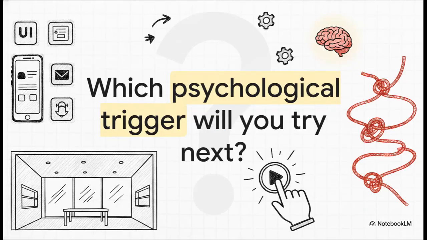We've covered a ton of ground in this explainer, from borrowing credibility with UI interfaces and leveraging the premium emptiness of an Apple store, all the way to building irresistible mysteries with red threads. The knowledge is firmly in your hands now. So the final question I have to ask you is this: which psychological trigger are you going to experiment with in your next upload? Take a moment, analyze your content, and make your next click intentional.